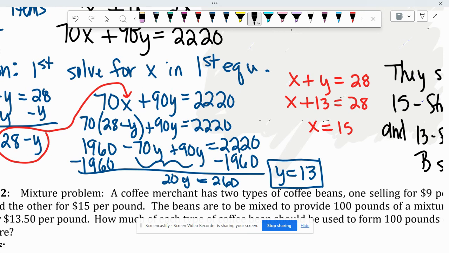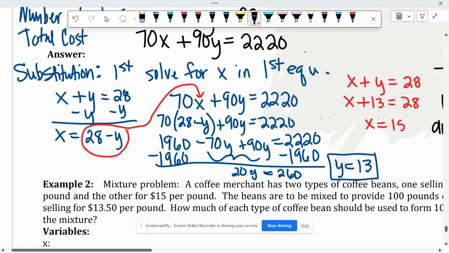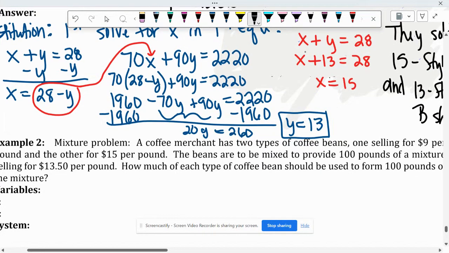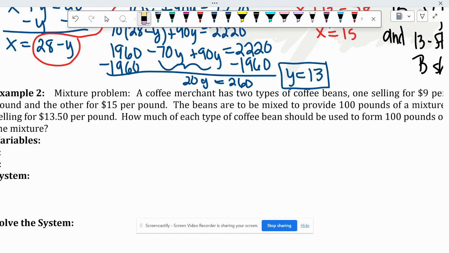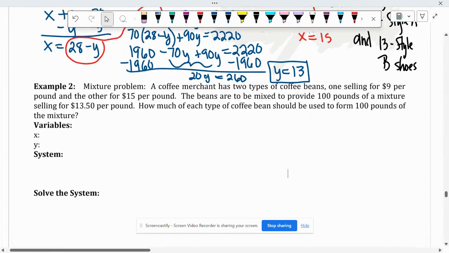The mixture problem says a coffee merchant has two types of coffee beans. One sells for $9 a pound, and the other sells for $15 a pound. The beans are going to be mixed to provide 100 pounds of this blend, and they're going to sell this blend at $13.50 per pound. How much of each type of coffee bean should be used to form this mixture of 100 pounds? Let's just think about that for a second.